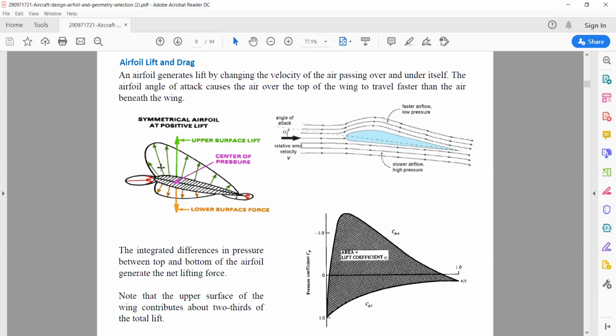Here is a symmetric airfoil. See this point to this point, leading edge to trailing edge. There is a line, which is the chord line, which divides the upper and the lower surface equally. Such types of airfoils are called symmetric airfoils.